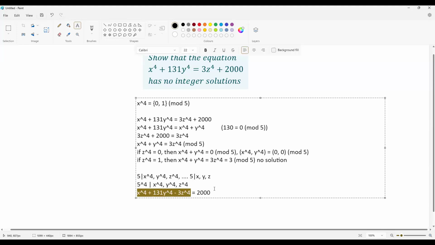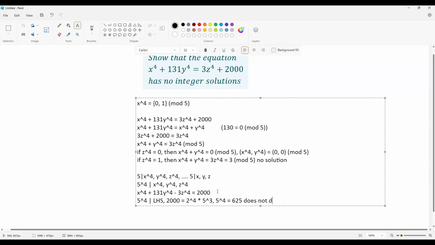This is divisible by 5 to the 4, but 2000, if we prime factorize it, is equal to 2 to the 4 times 5 to the 3. So 5 to the 4, which is equal to 625, does not divide 2000, but 5 to the 4 divides the left-hand side, which is equal to 2000. That's a contradiction. So therefore, no solutions.